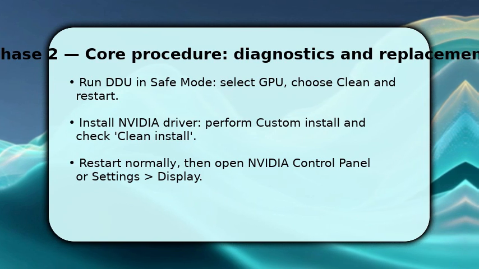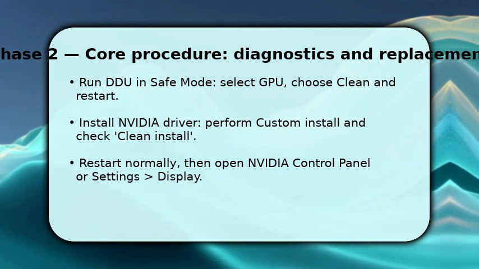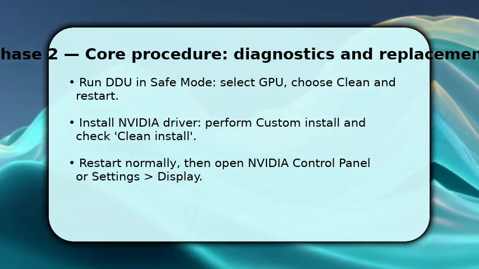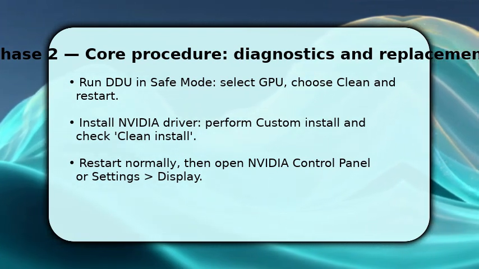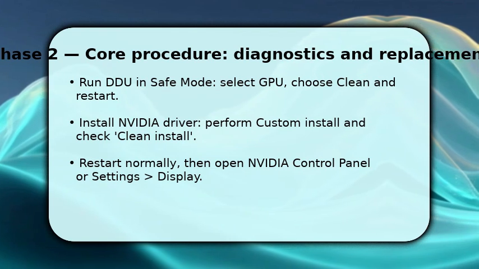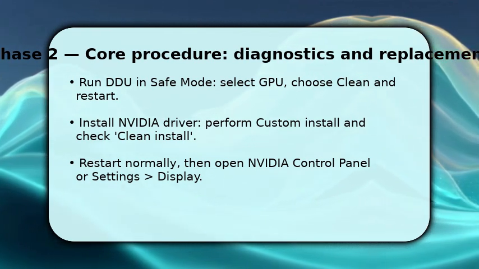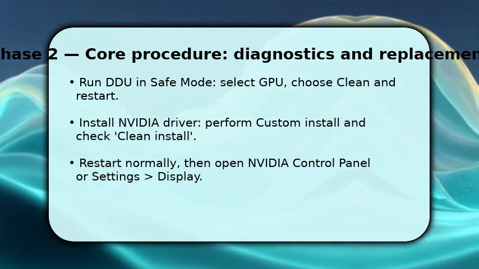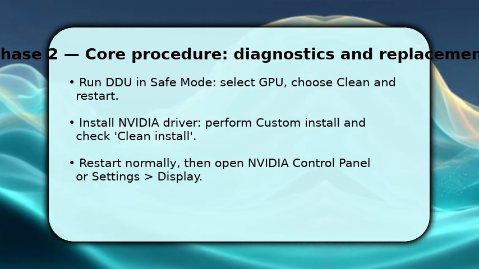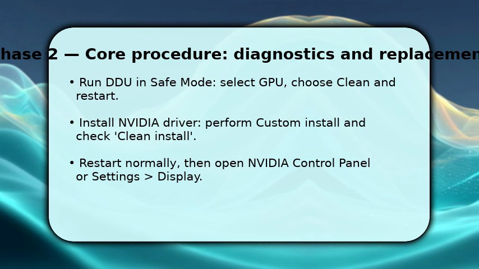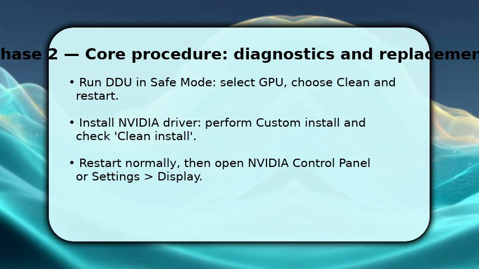After rebooting normally, launch the Nvidia installer and pick Custom Install, checking Clean Install to reset profiles and settings. Follow through with the display driver installation, then reboot again. Once Windows is back, open Nvidia Control Panel or Settings display to verify options are present. If options still hide, proceed to the next deeper troubleshooting stage.